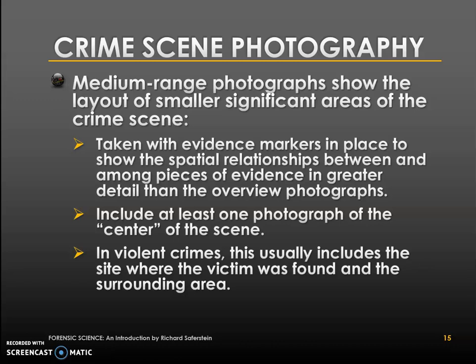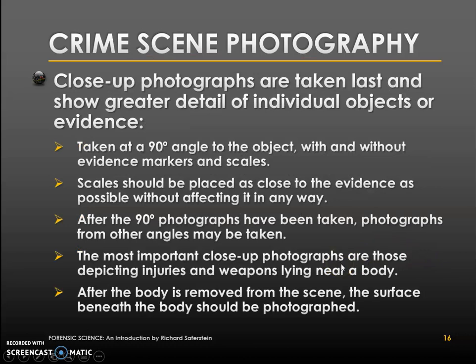Medium range photographs show the layout of smaller significant areas of the crime scene, taken with evidence markers in place, as you saw in the previous pictures, to show the spatial relationships among pieces of evidence in greater detail than the overall photographs. Include at least one photograph of the center of the scene. In violent crimes, this usually includes the site where the victim was found and the surrounding area.